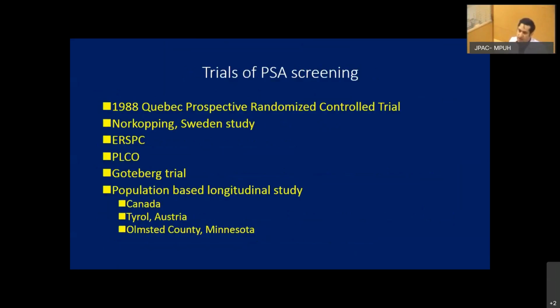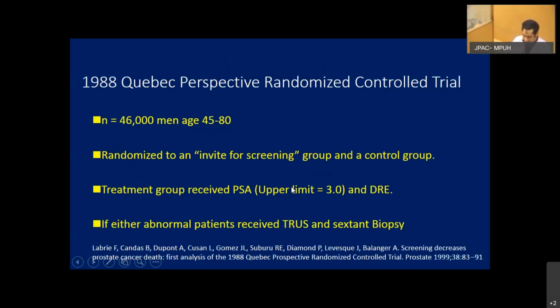So the first trial was the 1988 Quebec prospective randomized control trial, which was a Canadian trial. Then was the Sweden study. Then was the European ERSPC trial, that is the European randomized trial. Then the PLCO trial, which was a massive trial in the USA. Then the Göteborg trial, which was kind of a part of the ERSPC European trial. And then there were population-based longitudinal studies. There were 3 studies there. So let's start with the 1988 Quebec randomized control trial.